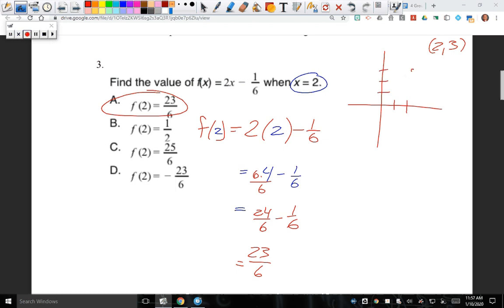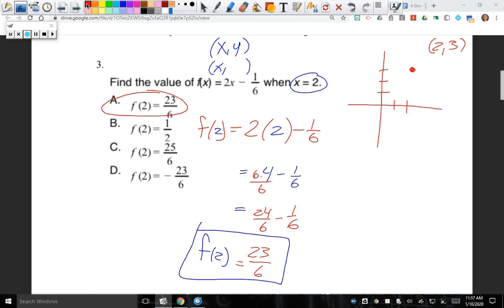Now, in Algebra 1, if I told you to plot the point 2, 3, you would do that. Okay? Believe it or not, this notation right here is also a point. It just doesn't look like this. Y is the same as f of x.